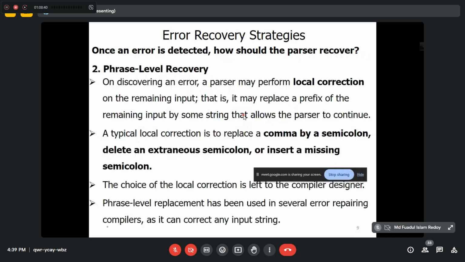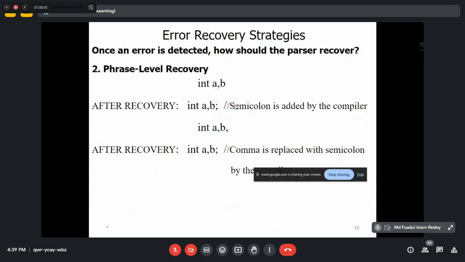Then phrase level recovery, it is okay, no problem, because there is no semicolon, then simply put a semicolon. There is a comma, just this comma is replaced with a semicolon.